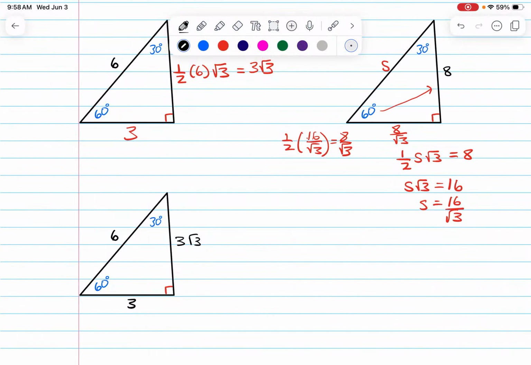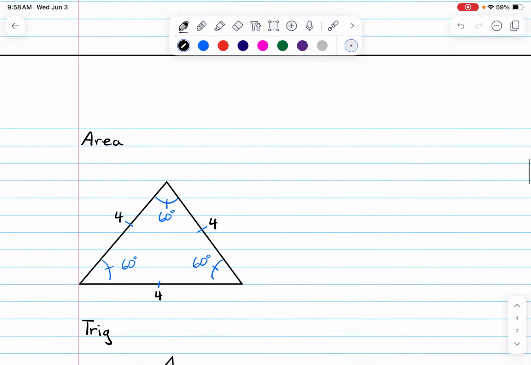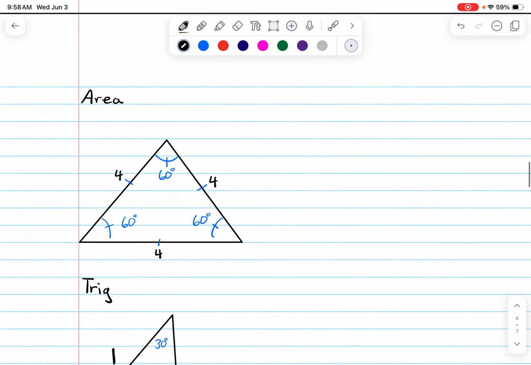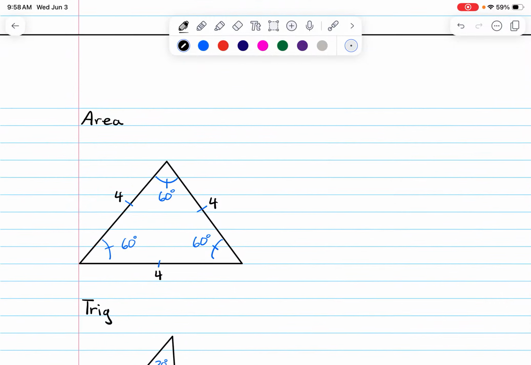Okay. So, going both ways there. Okay, now, staying with this equilateral triangle, let's think about the area of this equilateral triangle.